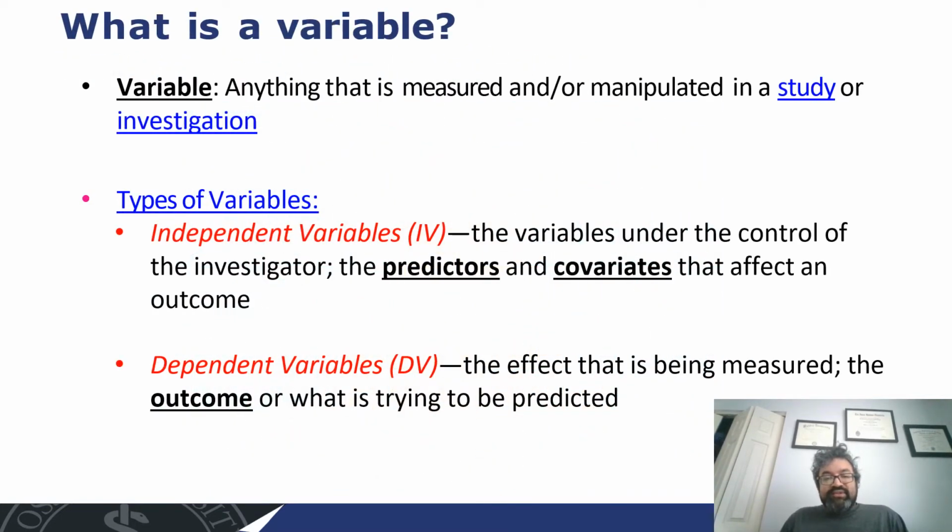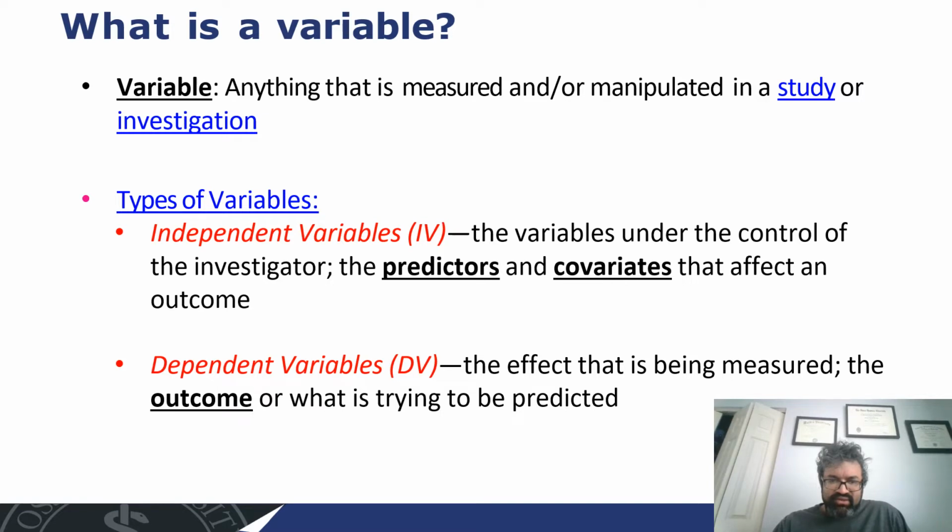So what are the types of variables? A variable is anything that is measured or manipulated in a study or investigation. The types of variables: there's an independent variable, and I like to say predictor variable versus outcome variable. I personally like this terminology because it doesn't require you to try to flip terminologies and understand.